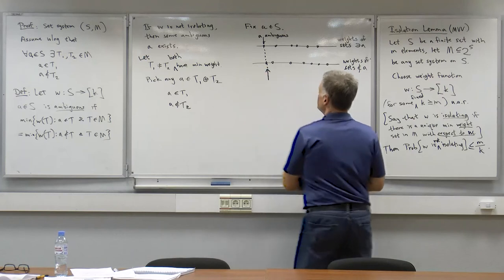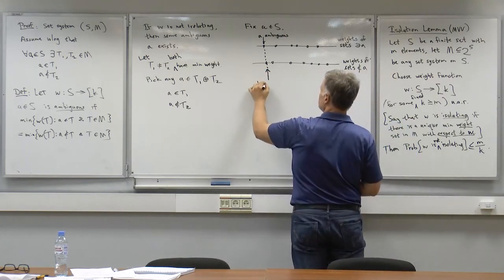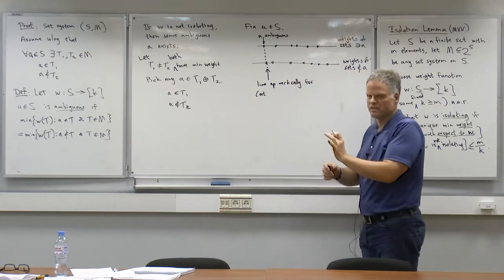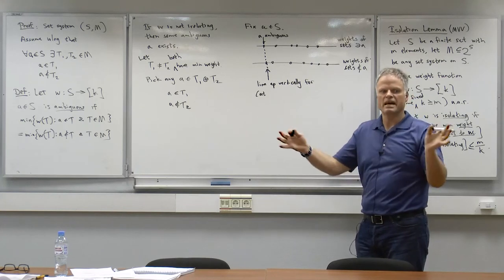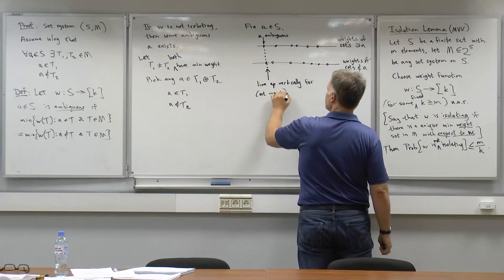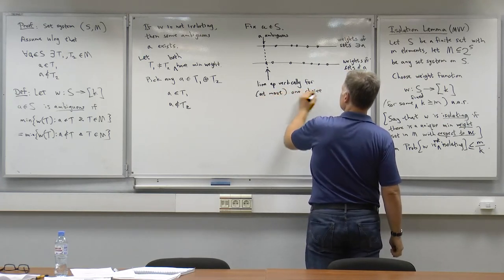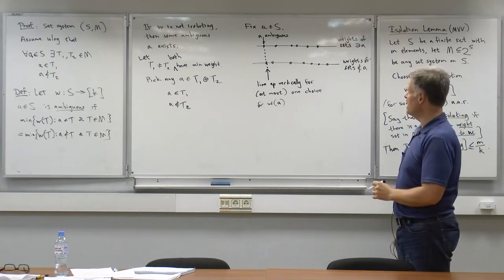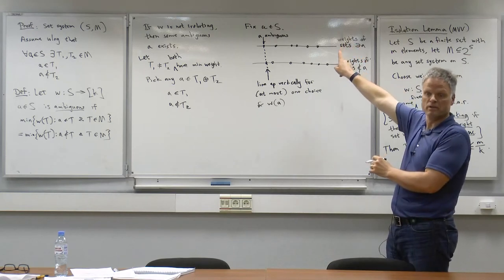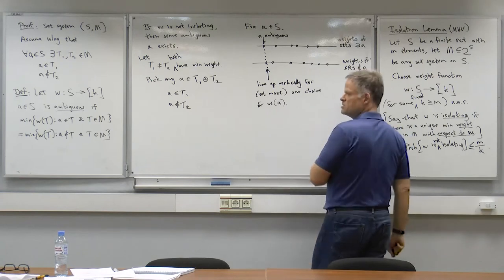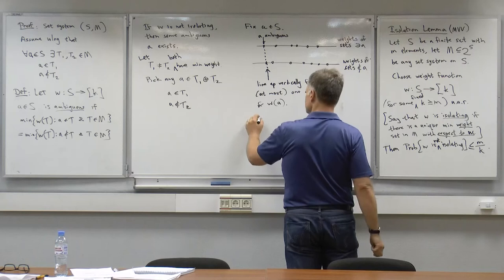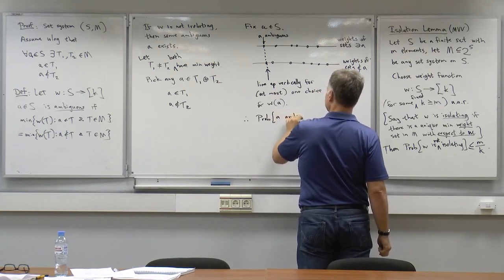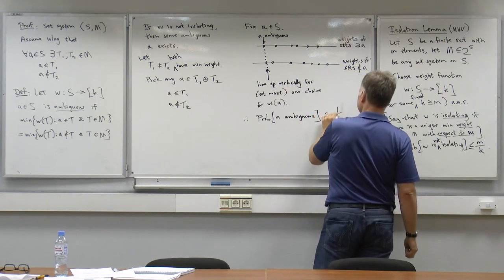So they line up vertically for at most one choice of the weight of A. It's possible they never line up vertically, because the weight you need to make them line up is out of range. That one choice is what will make A ambiguous, and if they don't line up, then A is not ambiguous. So this only happens with at most one out of every k choices chosen uniformly. Therefore, the probability that A is ambiguous is at most 1 over k.